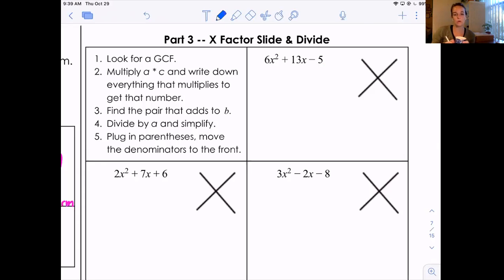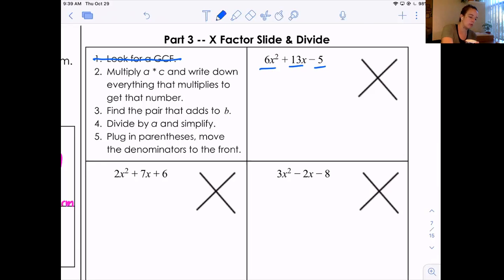So for this one, we're still going to look for a GCF if there is one. Is there any number we can take out of 6, 13, and 5? Yeah, no, nothing. We've already done that step. We can take a 1 out, but a 1, again, is not going to change our problem.